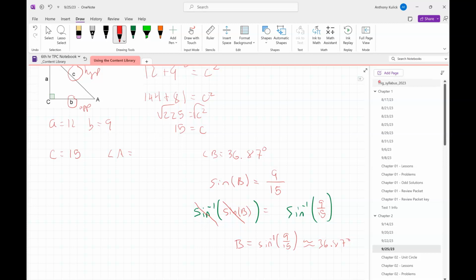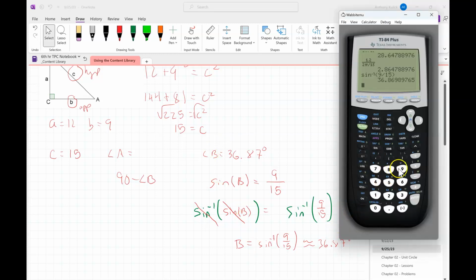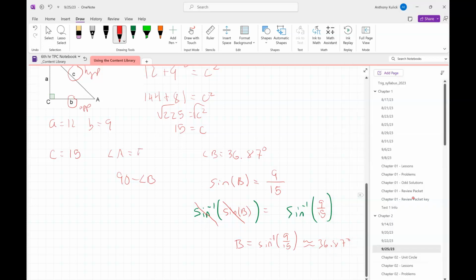And then how am I going to find angle A? Yeah, I can just do 90 minus angle B, right? Because I know the two acute angles in a right triangle have to add to give us 90. So 53.13. Feel good? This is what you're talking about, right?